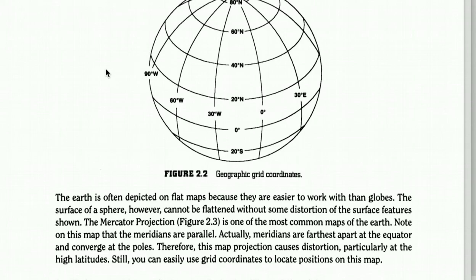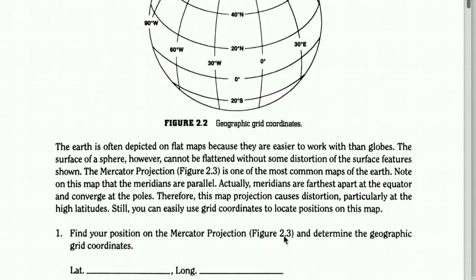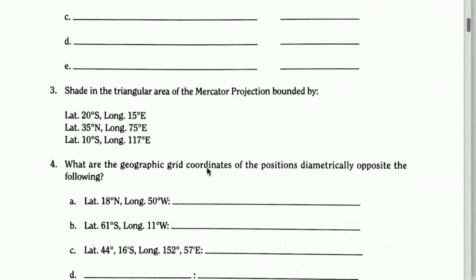All right, so on number 1, it says find your position at the Mercator projection, which is figure 2.3, and determine the geographic grid coordinates. So go to page 12 for your Mercator projection map, and it wants you to label Hattiesburg, Mississippi. And mine is sideways, and I can't change it without closing. Nope, I can.